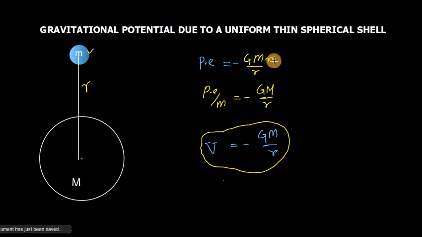If we divide both sides by small m, we obtain potential energy divided by mass of this small object equal to minus G M divided by r, which is the distance between small m and capital M. Now this ratio is known as gravitational potential, which is denoted by V and equal to this one.